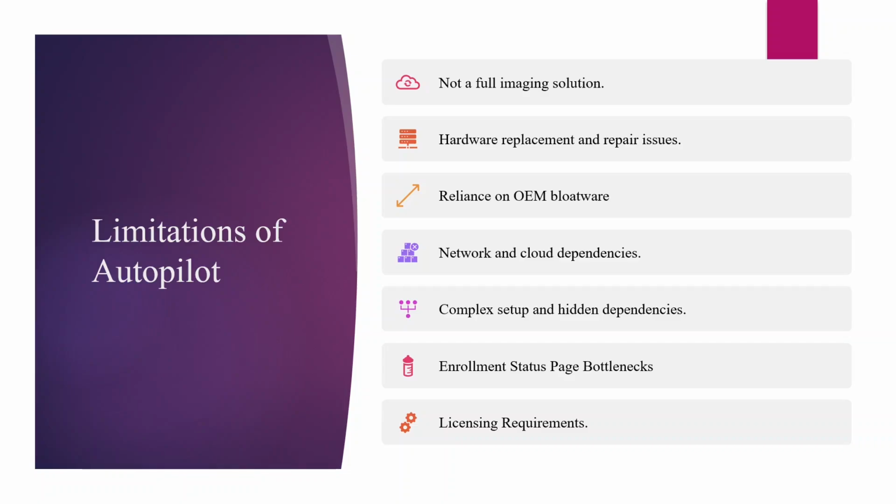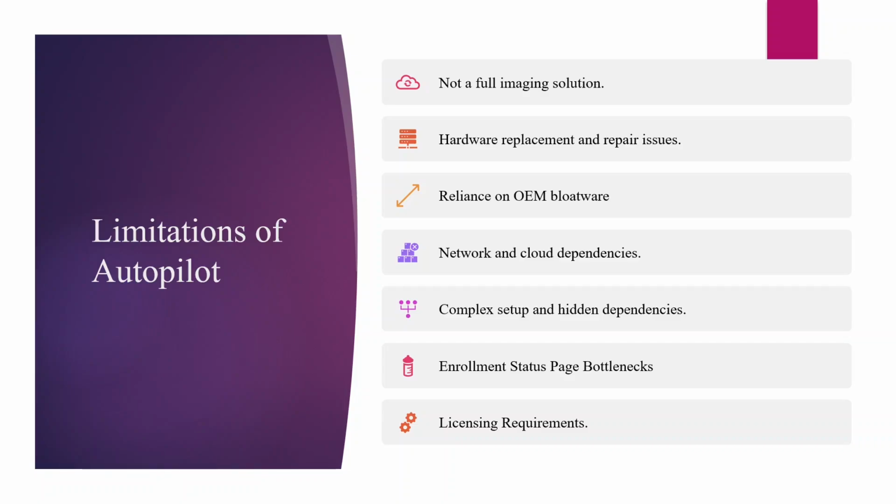Hardware replacement and repair issues. In traditional Autopilot version 1, the device identity is strictly tied to the hardware hash, which includes the TPM data. If the motherboard of the device is replaced, the device loses its connection to the tenant and requires a time consuming re-registration and reprovisioning.